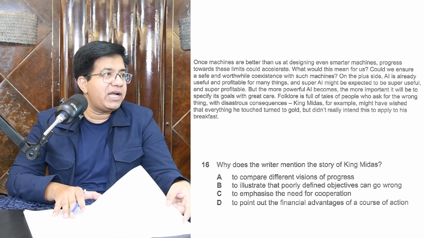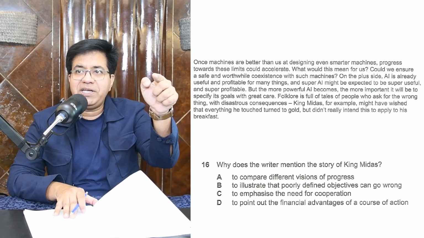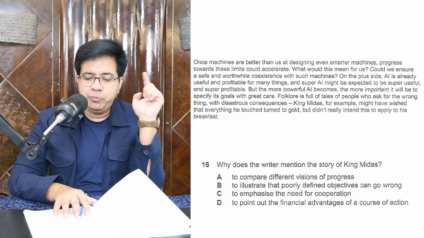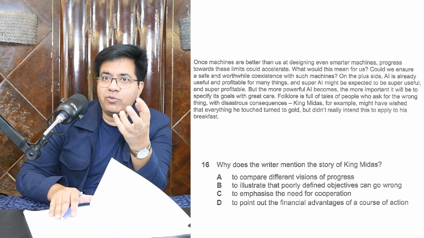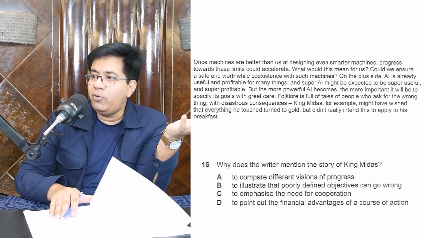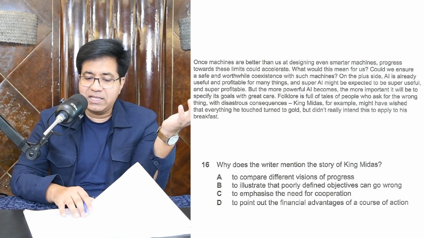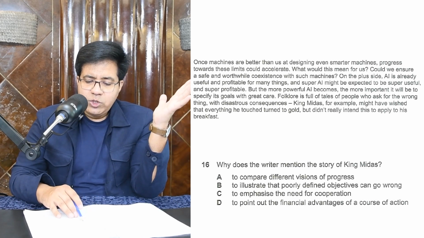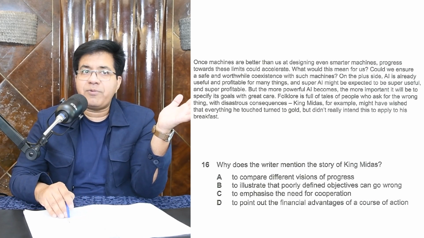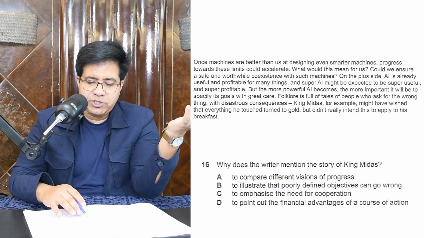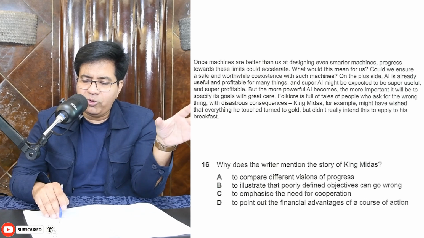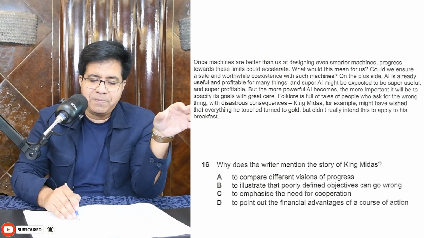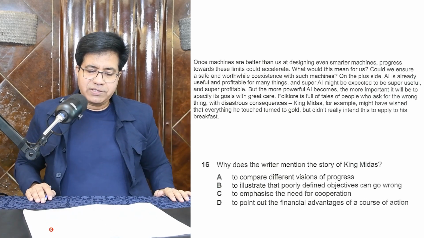Now, what was the objective? Everything I touch should be turned into gold. Okay, so a poorly defined objective can go wrong. Even when he wanted to eat something, that turned into gold and all that. So B is the right answer. What is C? To emphasize the need for cooperation? Not at all. Option D, to point out the financial advantages of a course of action. They did not mention financial advantages.